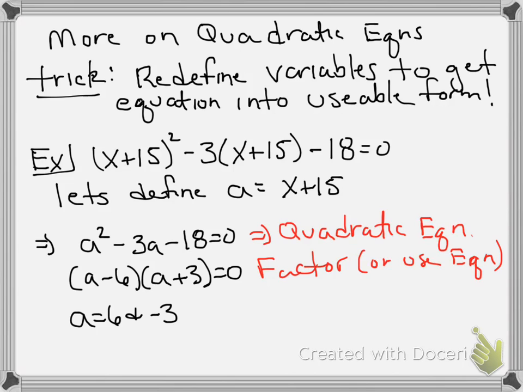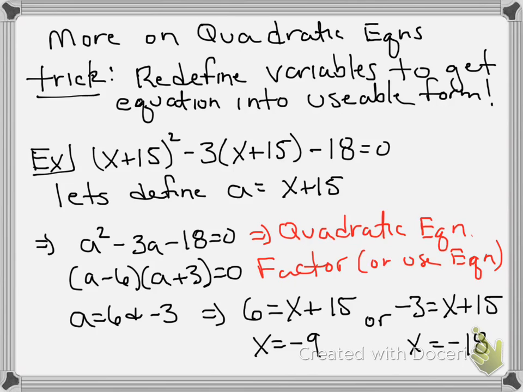But we're not done yet, right? We've got a solution for a, but now we need to get our solution in terms of x. So we plug a equals 6 into how we defined a up here, and we see that x equals minus 9. Then we do it again for the other value: minus 3 equals x plus 15, which turns out to be x equals minus 18. So we've got two solutions for our quadratic, which is exactly what we expected.